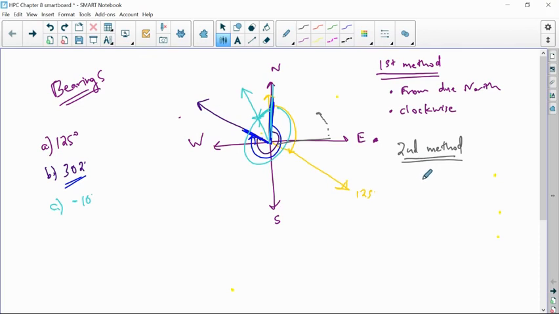Okay, so the second method, you always have a direction. It'll either be north or south, one or the other. And then there's going to be a degree, some acute angle. And there's going to be another direction over here that's going to be east or west. So there are three components to our second method. Again, you'll either start with north or south, you'll have a degree, and then you'll have east or west.